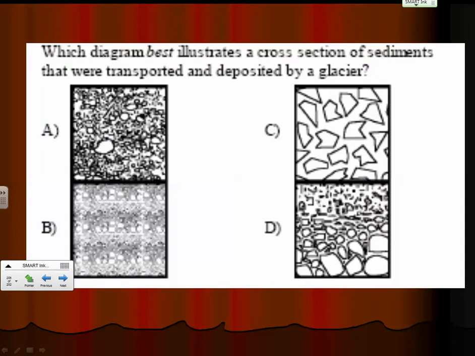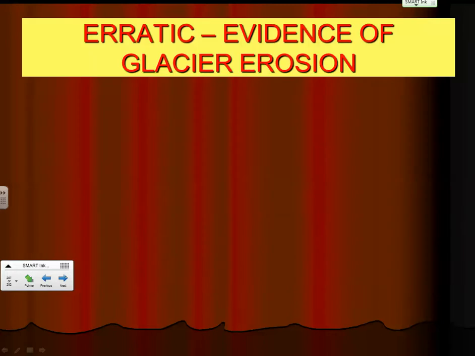Which diagram best illustrates a cross-section of sediments that were transported and deposited by a glacier? So in this kind of question, we're not looking for something that's layered and sorted. Sorted means small to big or big to small, some way, shape, or form, it's a pattern. We're looking for a random selection of sediment, and that is best shown by this first choice here. That would be the best choice for glacial till.